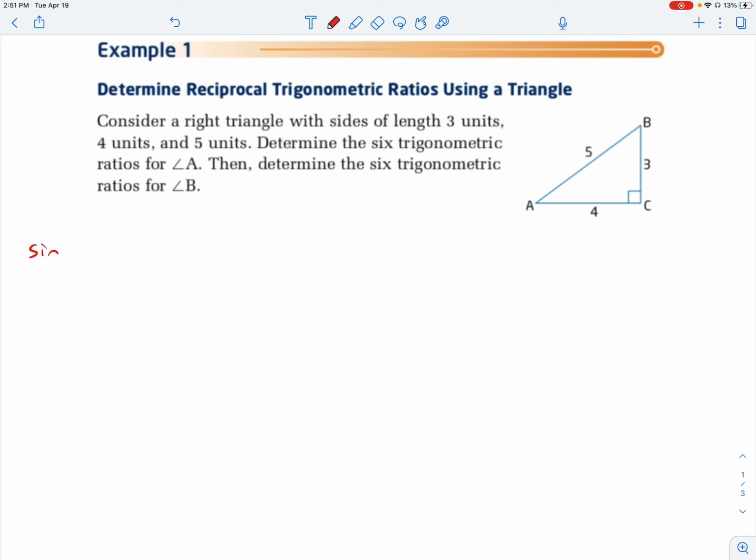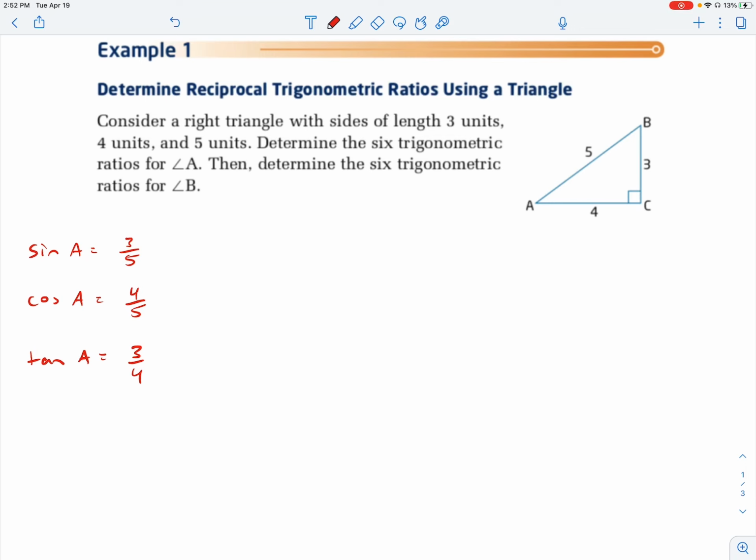So we're going to first find sine A, then we'll do cos A, and then we'll do tan A. Once I get those three, I'm just going to flip the ratios, and then I'll get the next three trig ratios, which are the reciprocals. All right, let's go. So angle A opposite is 3 over the hypotenuse 5. So this is going to be 3 over 5. Cos of A, that's going to be the adjacent over the hypotenuse, 4/5. And then tan is going to be opposite over adjacent, so 3 over 4.